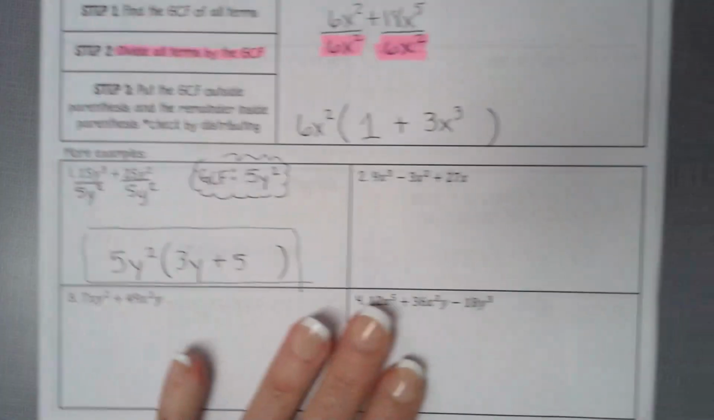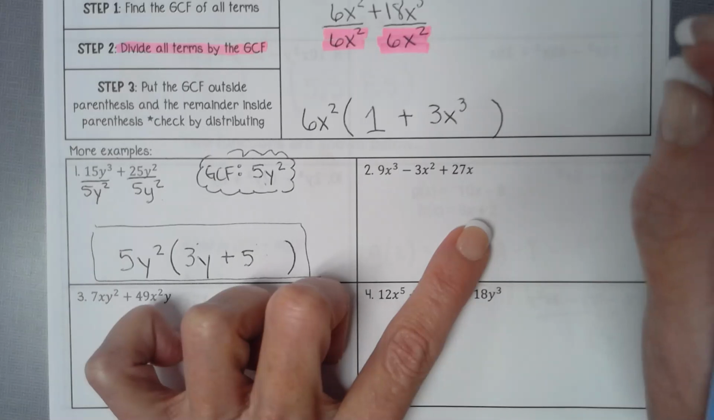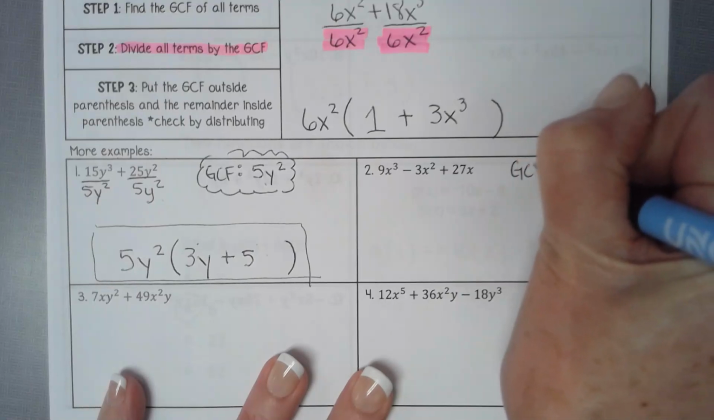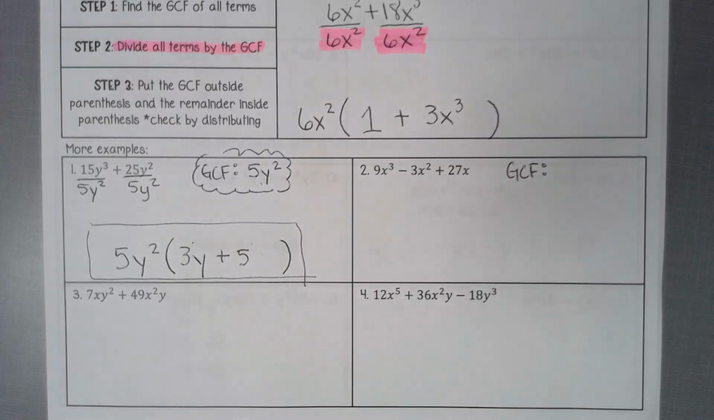All right, in number 2, I have 3 terms. We can still do a greatest common factor. So I'm going to pause for a minute and see if you can find the greatest common factor of these 3. Start off with the 9 and the 3 and the 27. We're not worried about negatives. Don't yell it out. Think of what it would be, and then look at your variables. See if you can figure out what the greatest common factor is.